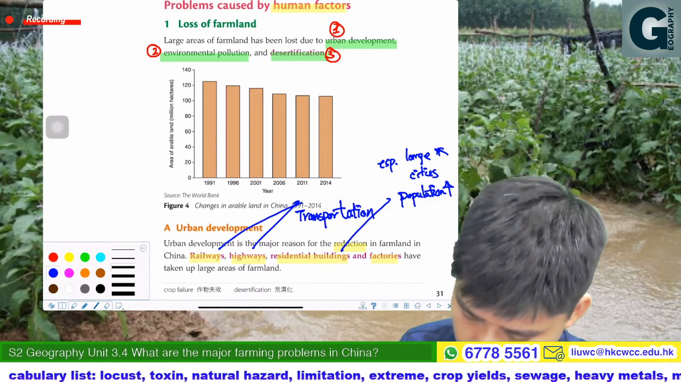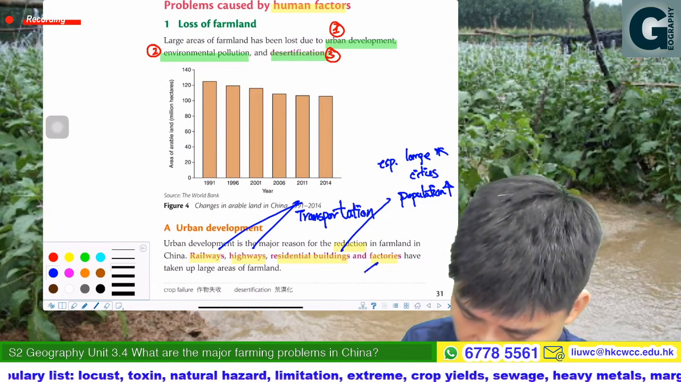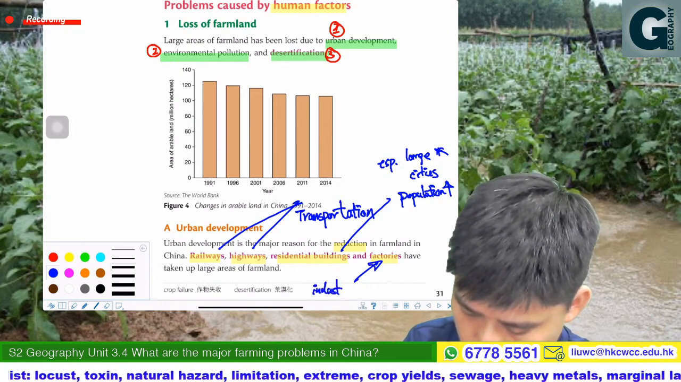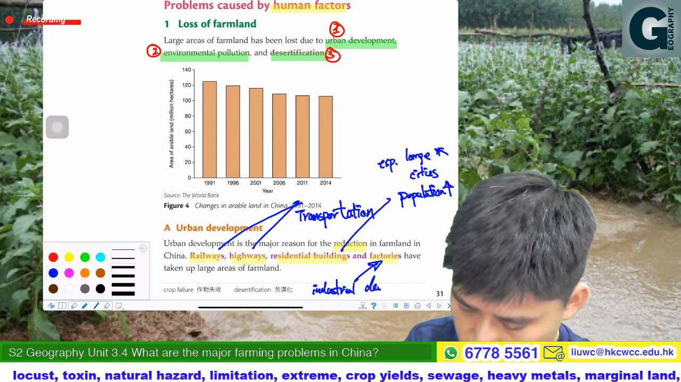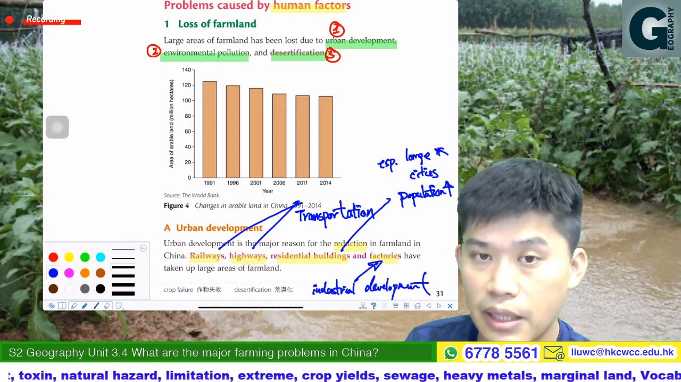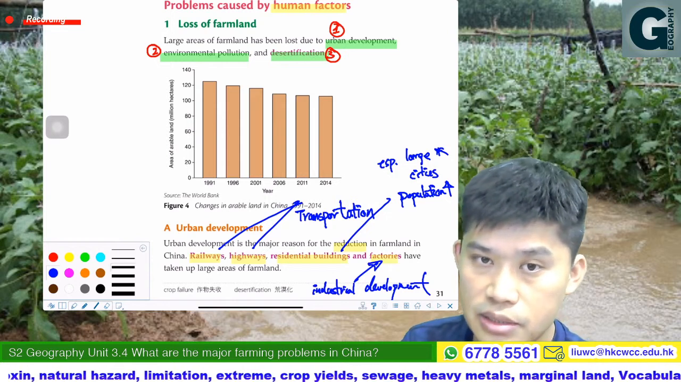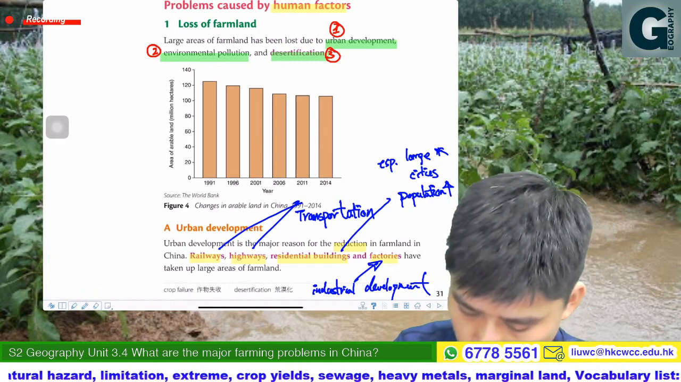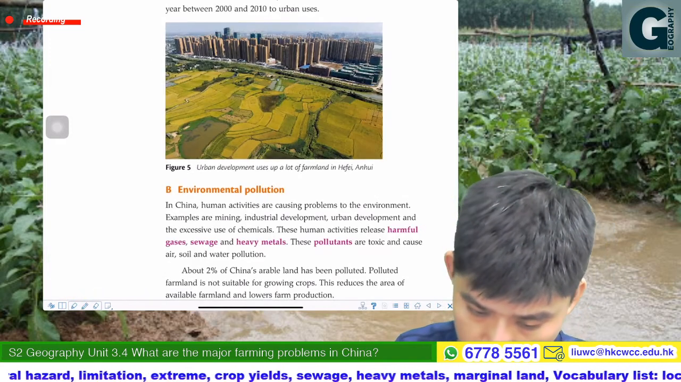Okay, and then factories here. You may say that is due to industrial development. It is related to the economic development. Okay, industry. So therefore, all this may take up large areas of farmland. So this is all related to the urban development.